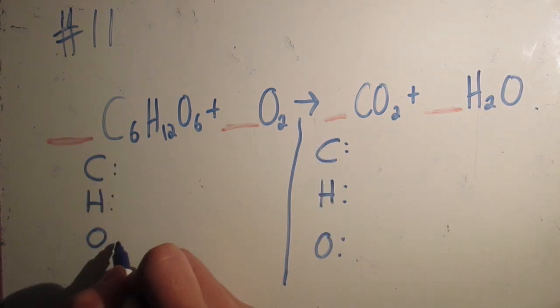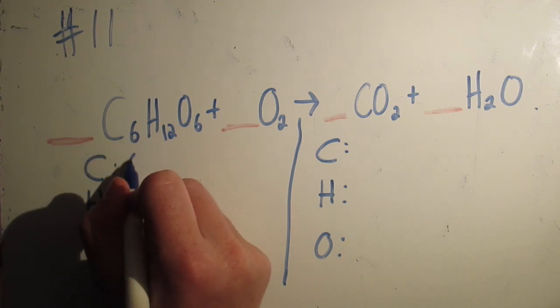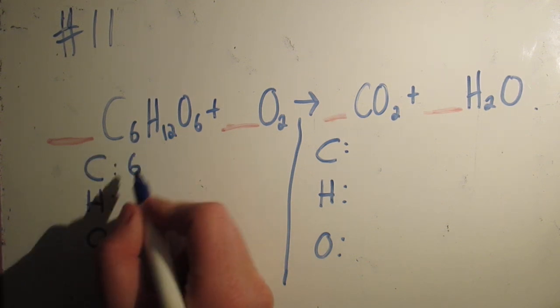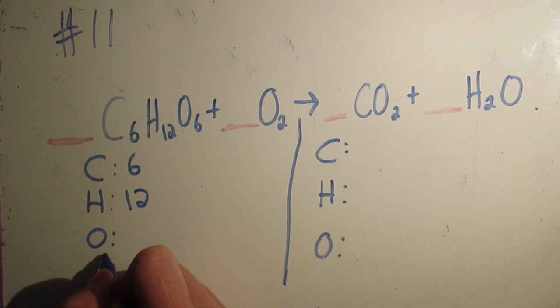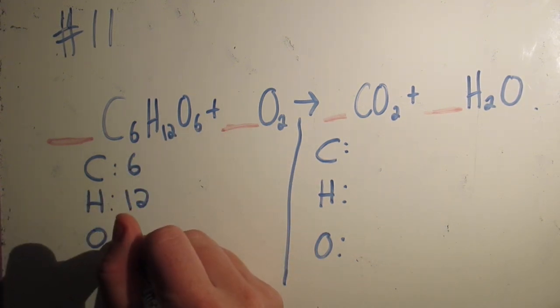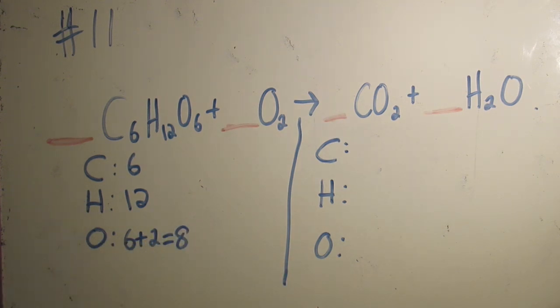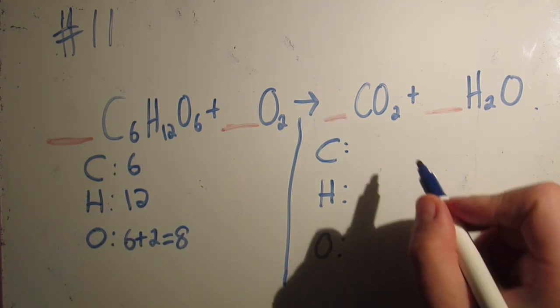Not thing, atom. Okay, so carbons, I'm going to count this subscript, is 6. Hydrogen, okay, we've got 12. Oxygen, we've got it in 2 places. So again, that plus sign there means we add it. 6 plus 2 is 8. So that is our reactants.